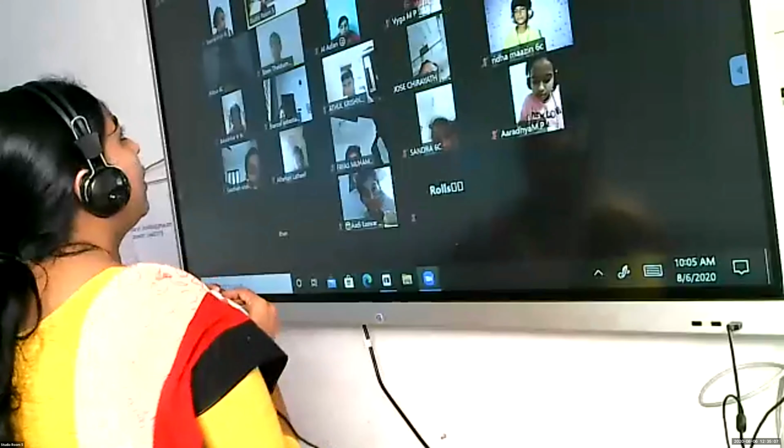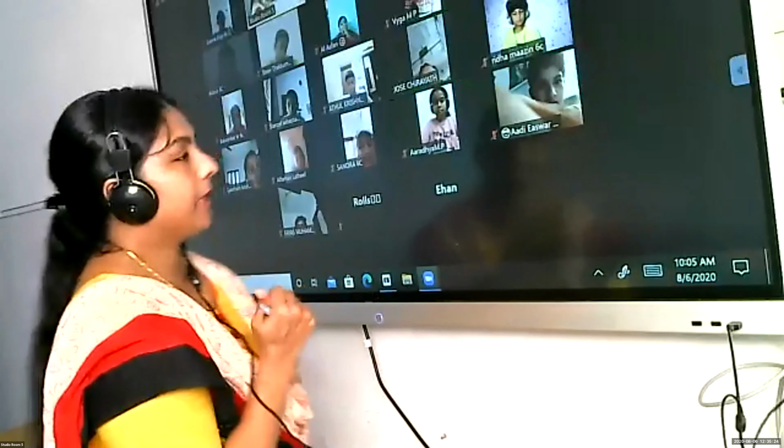Ma'am, also one more point. The prime meridian divides the Earth into two hemispheres, western hemisphere and eastern hemisphere. And meridian 180 divides the earth into two equal parts, eastern hemisphere and western hemisphere. There are 180 meridians in the western hemisphere and 180 meridians in the eastern hemisphere.